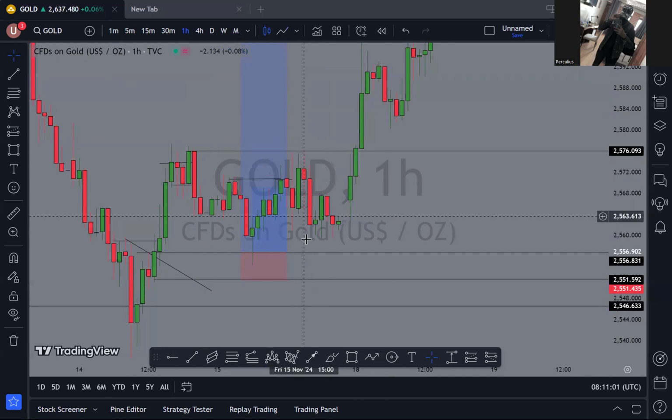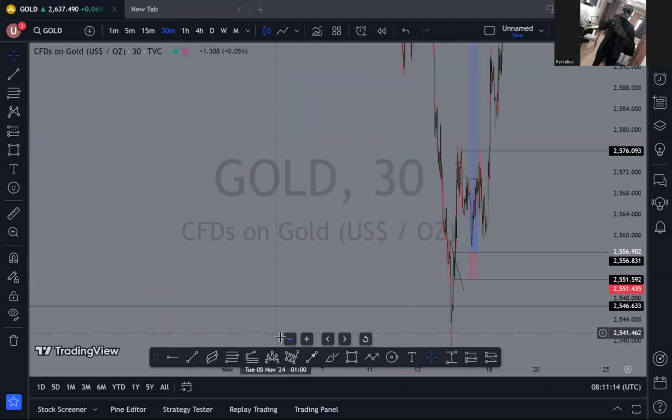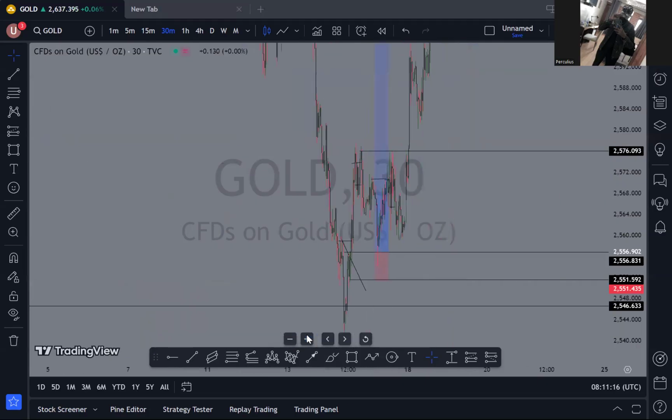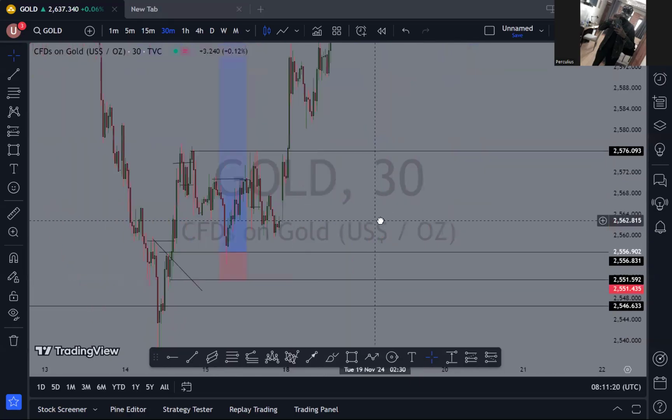As you can see, this also was validating my strategy. So you can go to lower time frames and look for a possible re-entry.